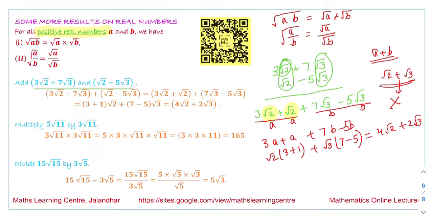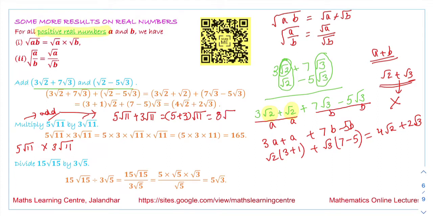In the next question, you have to multiply these two numbers: 5 root 11 into 3 square root of 11. If we had to add these two numbers, the answer would be 5 root 11 plus 3 root 11. The answer will be 5 plus 3 square root of 11, because the radical is the same here. So the answer I will get is 8 root 11.